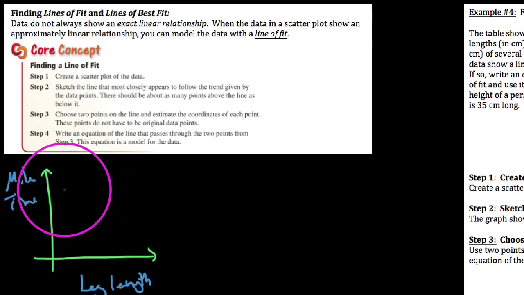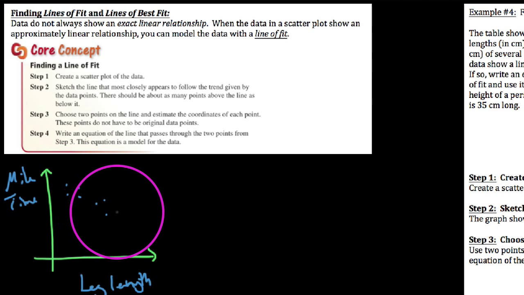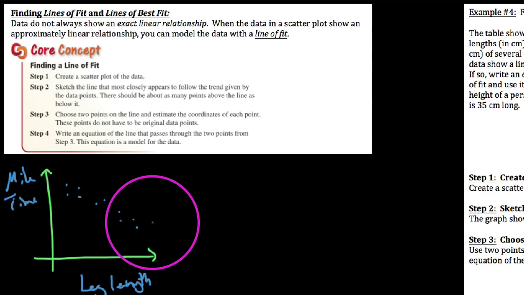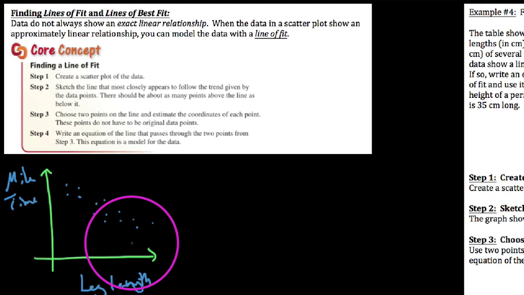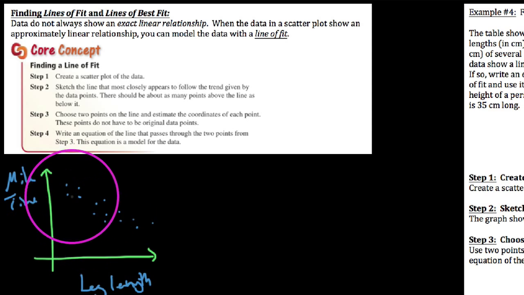We could say that maybe the data does this. The shorter the person's legs, maybe it takes them a while to run the mile here, but we get some sort of relationship that is approximately linear in the sense that the longer a person's legs get, the faster they can run the mile. So our goal will be to come up with what we call a best fit line, but in this case we're going to use just a line of fit.